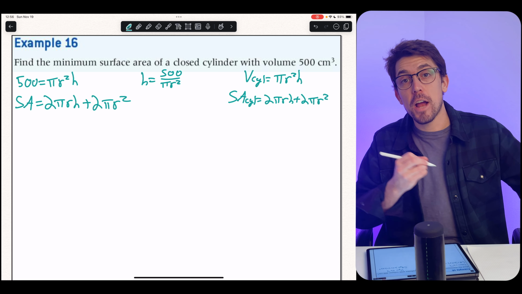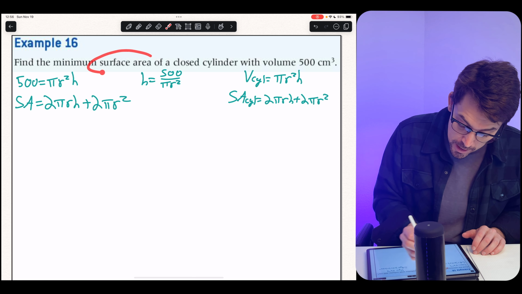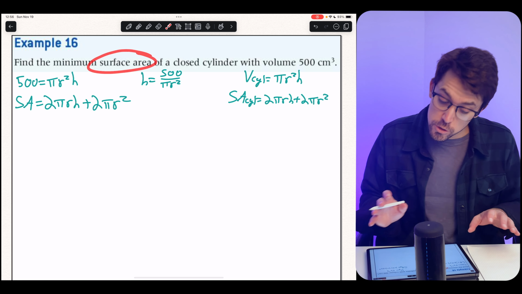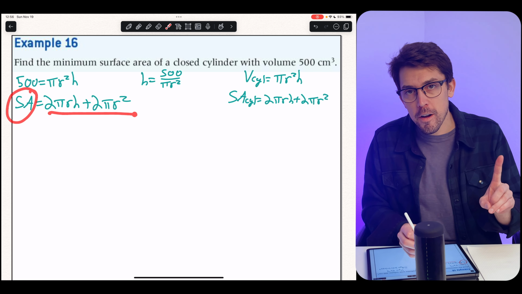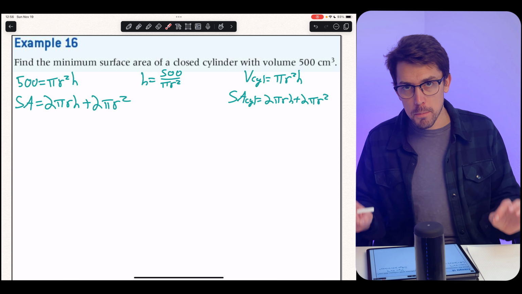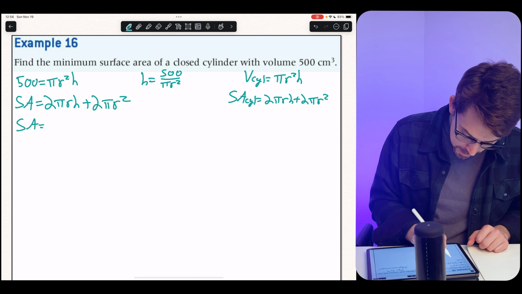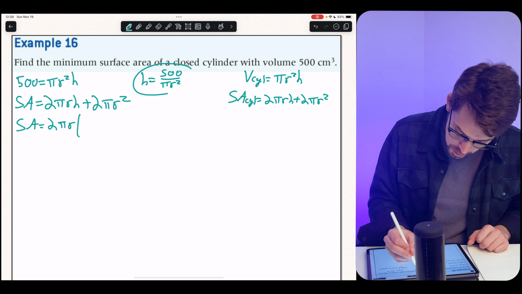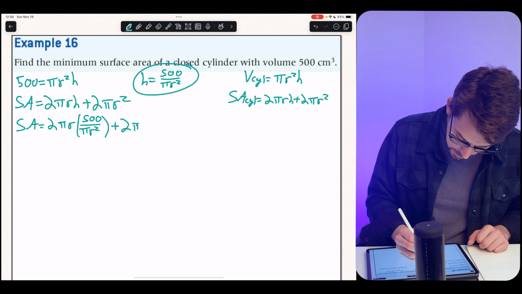Now I'm going to plug that in for h. Again, I am trying to find the minimum surface area, so I'm going to get surface area in terms of one variable, so that I'm able to graph it and see visually where my minimum point is. So my surface area here is going to be 2 pi r, times h, which is 500 all over pi r squared, plus 2 pi r squared.